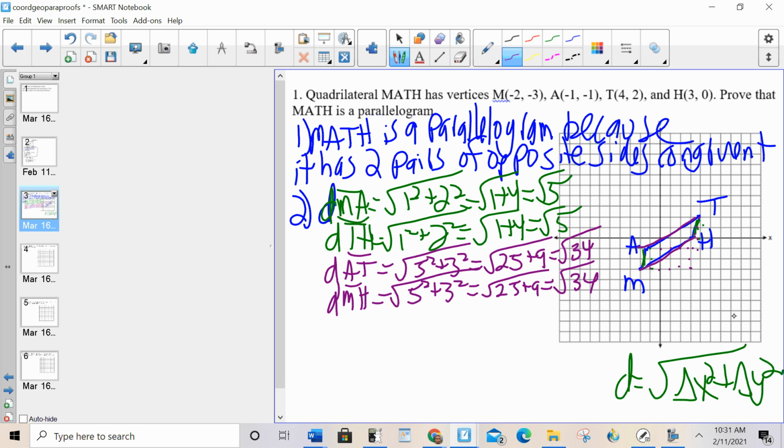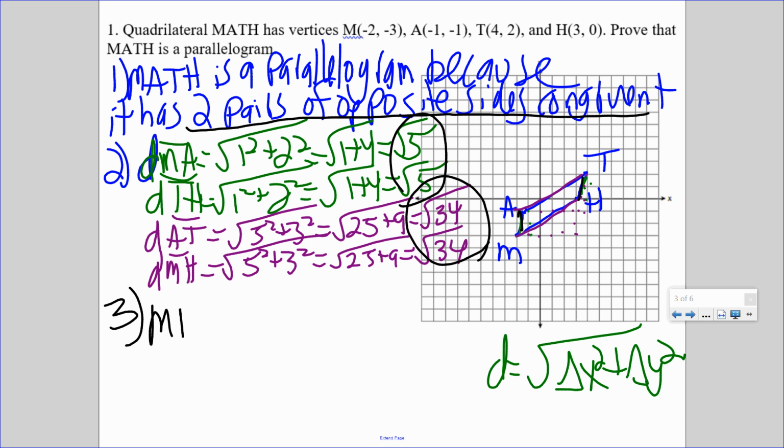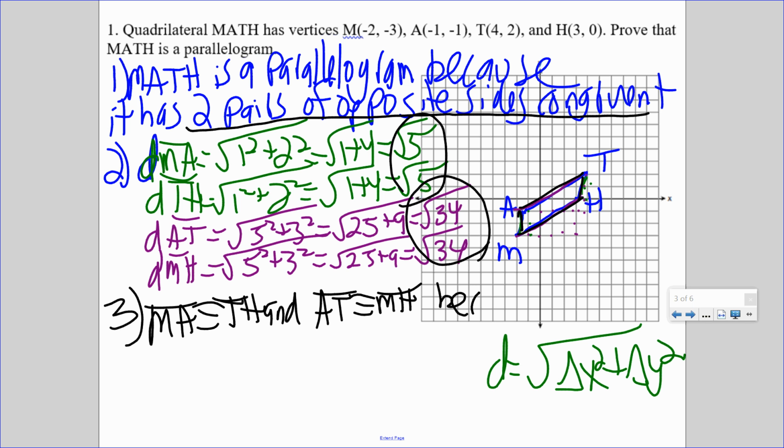So I was supposed to show that it had two pairs of opposite sides congruent. I did. The rad 5s are the same, the rad 34s are the same. So step 3 ties everything together. I said in step 1 that it has two pairs of opposite sides that are congruent. What pair of opposite sides are congruent? Well, MA is congruent to TH, and AT is congruent to MH. Because, same as yesterday, whenever I prove segments are congruent, it's because they have the same distance.